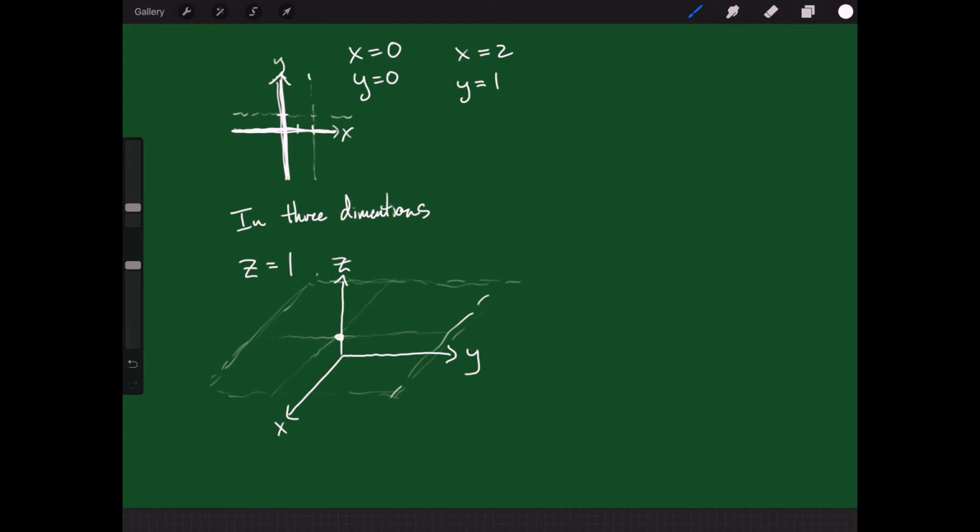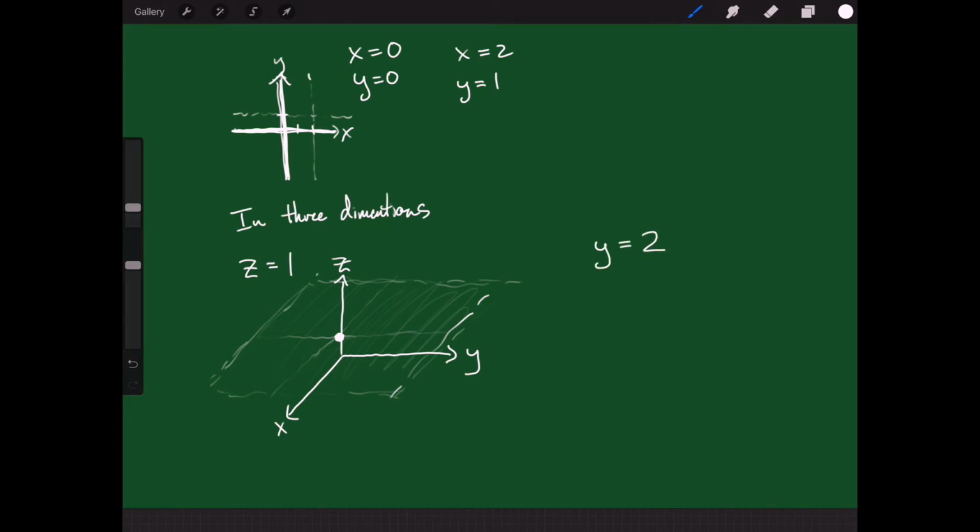So it goes through this point where you're up 1 in the Z direction, and then you have a plane sitting there. If you wanted to shade that in, you could, and understand that that's 1 above. It goes through this point 0, 0, 1. Okay. You could also talk about something like y equals 2 as a plane.